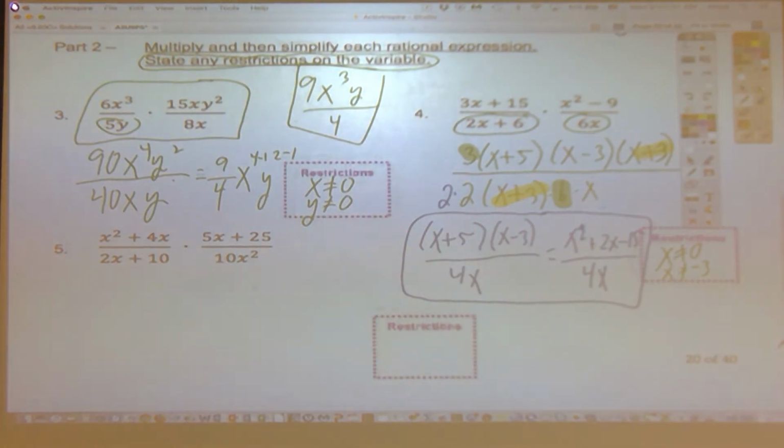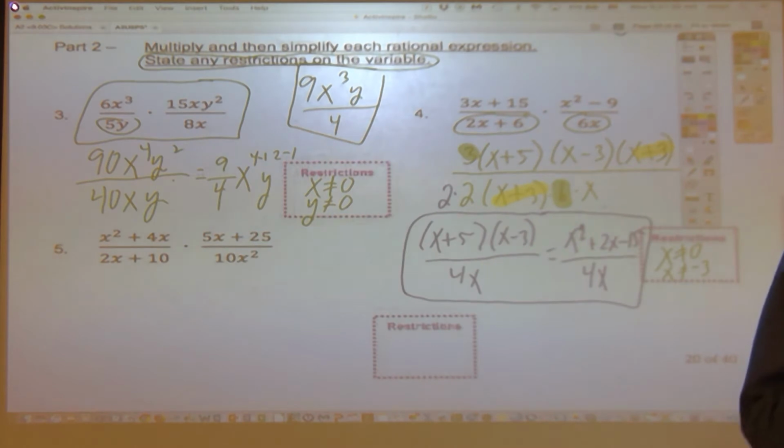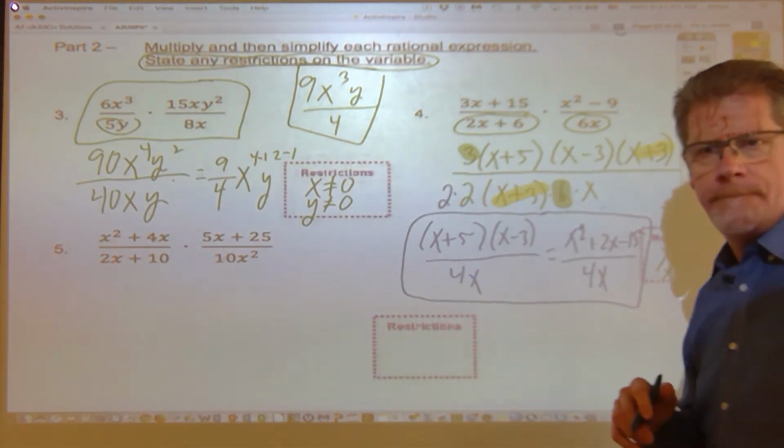How do we know the x restriction? -3. Why -3? Couldn't switch right out to negative. Because they can't. So the restriction.